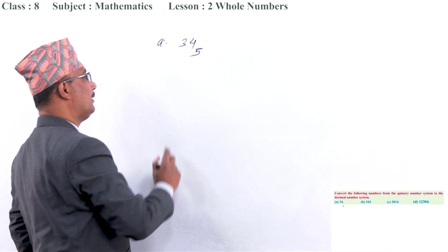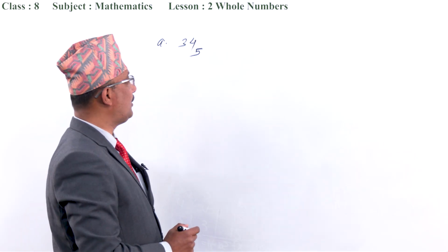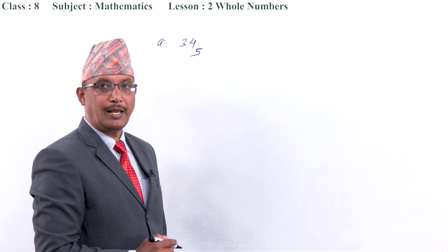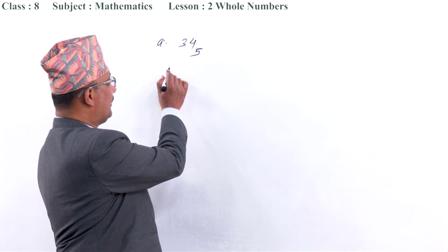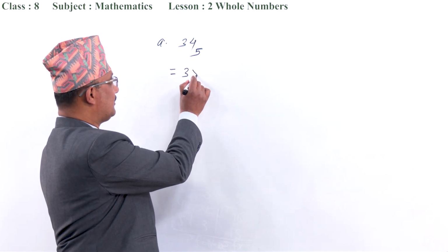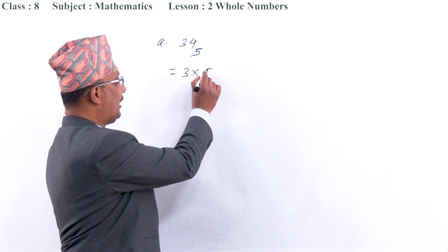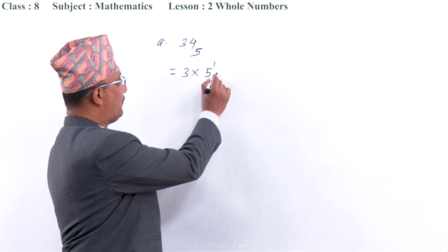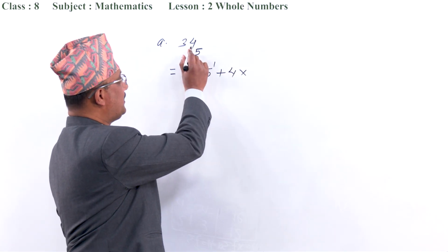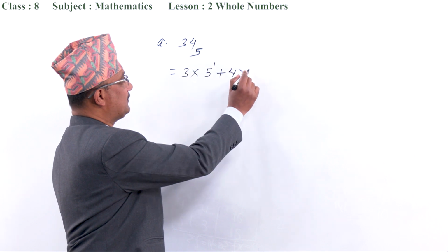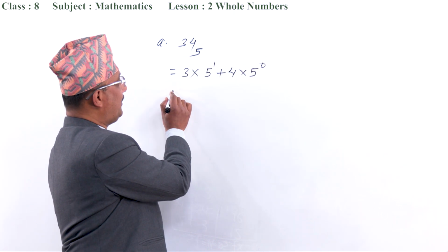Base is 5 means it is the number of quinary number system, and we have to convert it into decimal number system. So we have already discussed. Look here, 3 times, how many digits are after 3? 1 digit. So we write 5 to the power 1 plus 4 times, how many digits are after 4? No digits. So we write 5 to the power 0. We express in the power of 5.